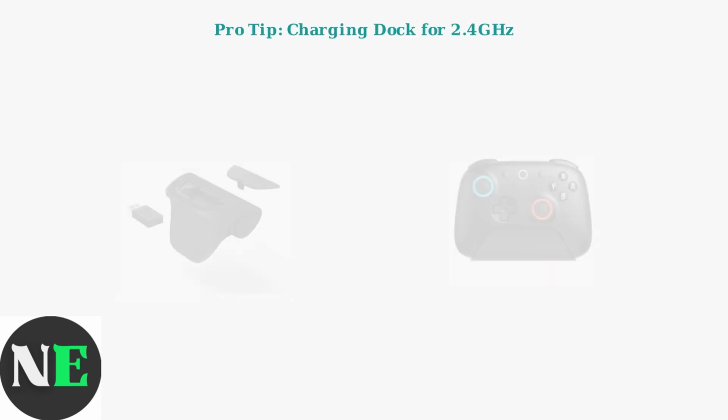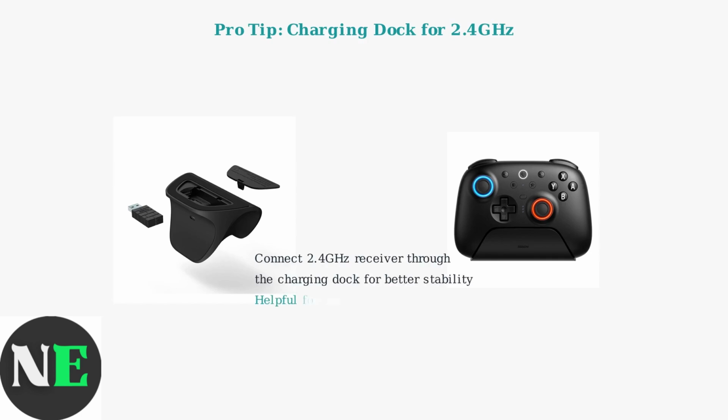Here's a helpful trick. If you're experiencing 2.4 GHz wireless connection issues, try connecting the receiver through the charging dock. This can provide better stability and resolve intermittent connection problems.